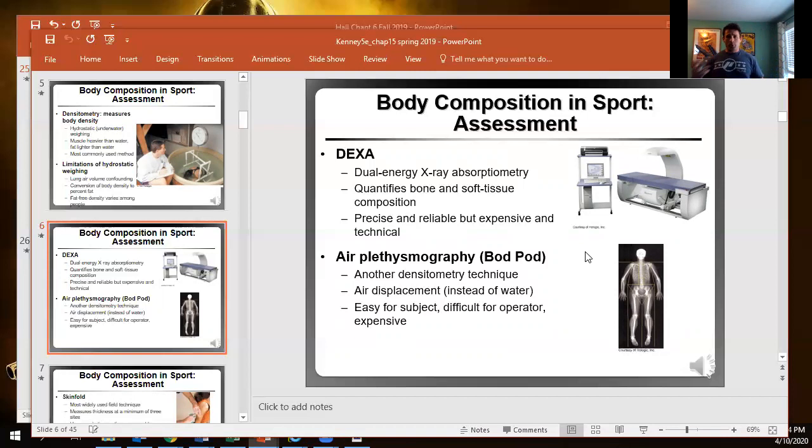Now, there's the bod pod, which you guys did, which is the egg you sit inside, which is effectively the modernized version of the underwater weighing. It is, you know, pretty accurate. It does have its issues with it because it is based on density. In fact, hair is going to influence the responses.